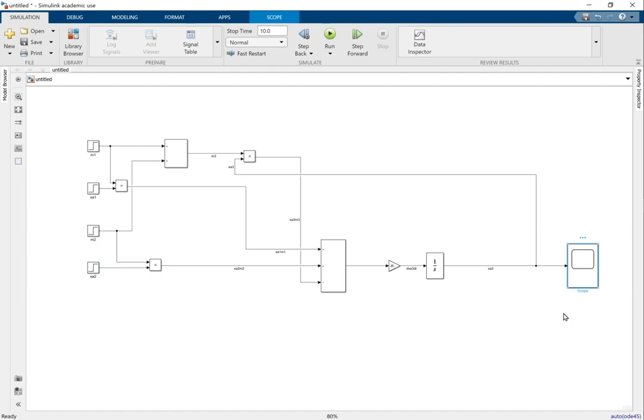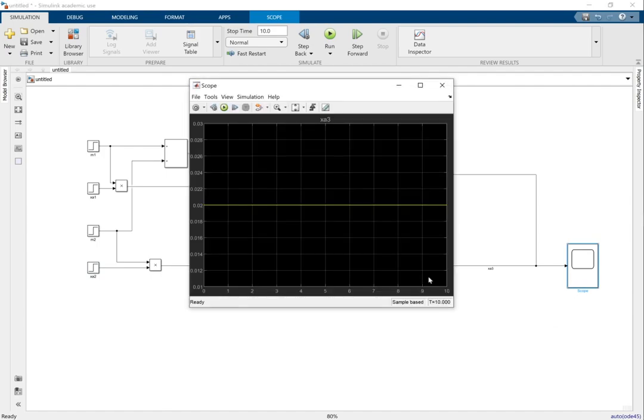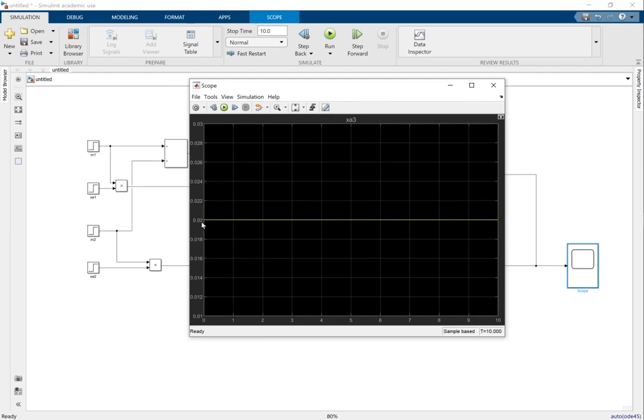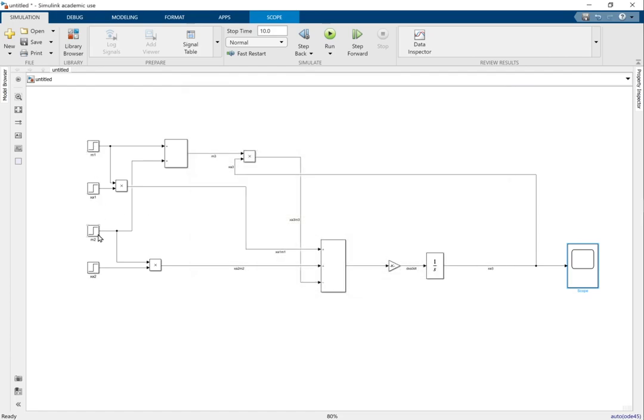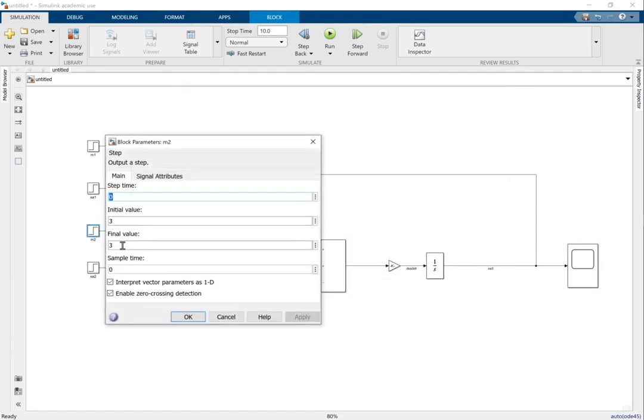Let's see what the scope says. Give it a second. Okay, so our steady state values are correct. This shows that my steady state value of XA3 is 0.02 indeed.